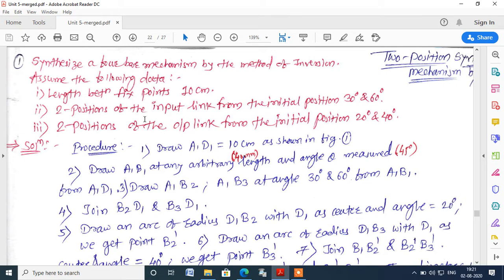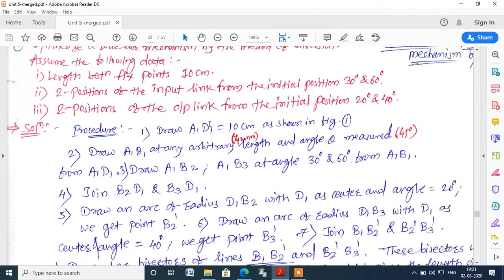So in this problem, as we know, the 4-bar mechanism has 4 links. So let us say L1, L2, L3, L4. In that, one link should be fixed. So the length between fixed points, or fixed link length, is given as 10 centimeter.